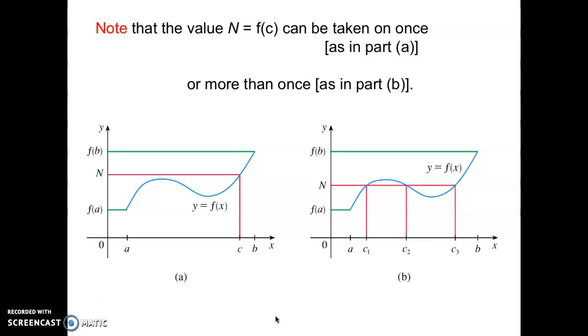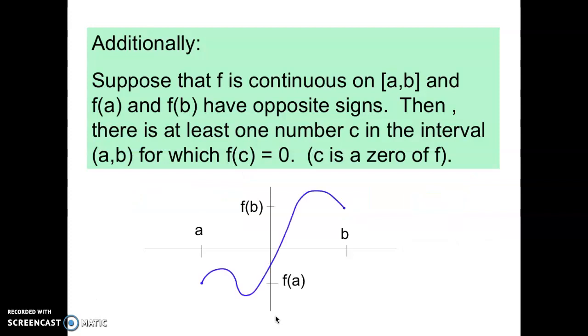Now, what Rolle, a famous mathematician, did was he added a little bit to this to actually get Rolle's theorem, which says, additionally, suppose that f is continuous on A to B, and f at A and f at B have opposite signs.